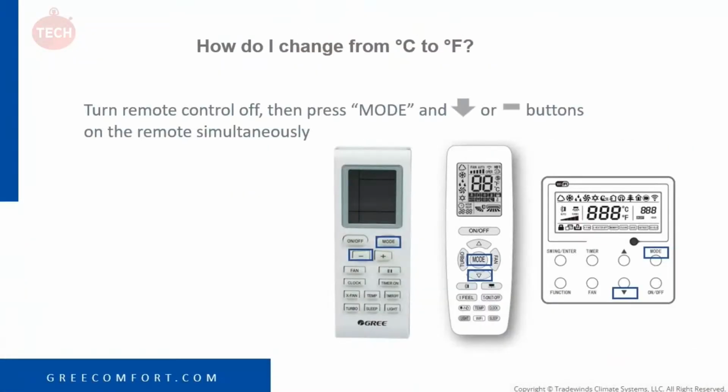All right, so another common question is, how do we change from Celsius to Fahrenheit? What we want to do is turn the remote control to off, then press mode and down, or mode and minus, depending on which remote you have. As you can see, we have pictures of two different remotes. One has a down arrow and the other one has a minus. So depending on which one you have, it's going to be mode and down or mode and minus at the same time. If you have one of our controllers, it's going to be mode and down as well. You just hit those simultaneously and that will change it from Celsius to Fahrenheit.